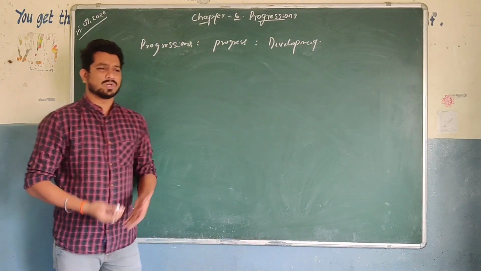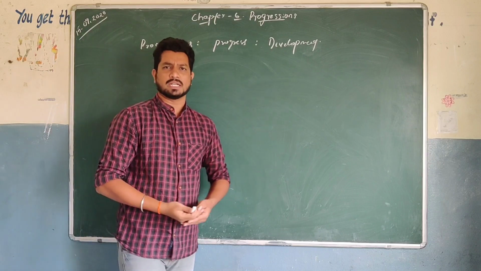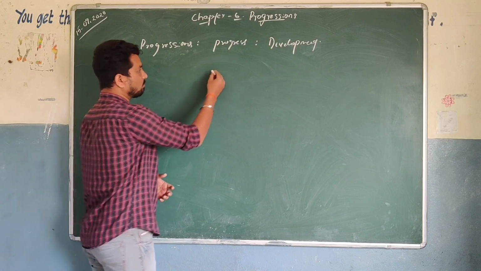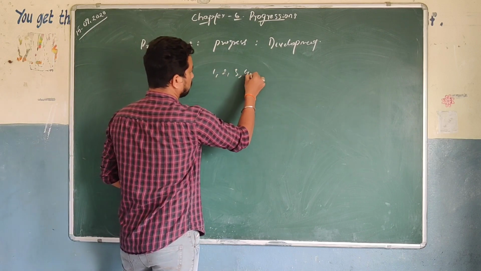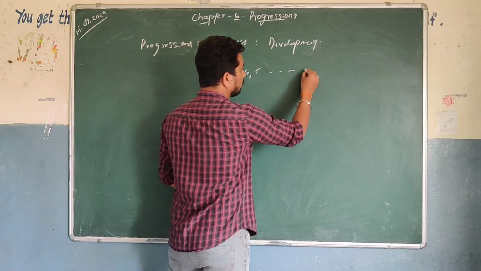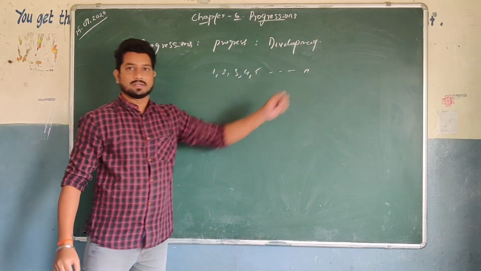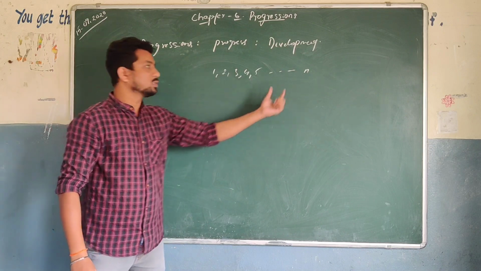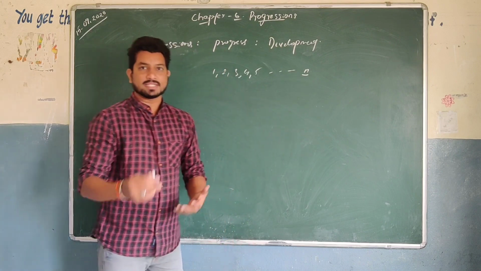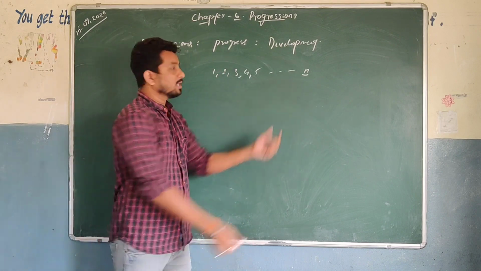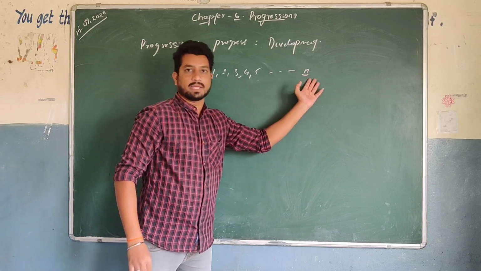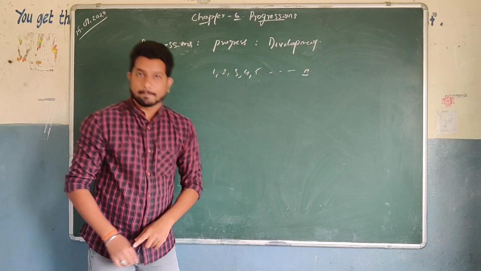So in mathematics, in this chapter, what do we particularly develop? There will be some sequence of numbers like this, and the question will be what is the last one. Like 1 2 3 4 5 and so on up to n, and he will ask us to find this n, which means we are developing this one, right? We find this n, we are developing the sequence up to here, which is nothing but a progress.